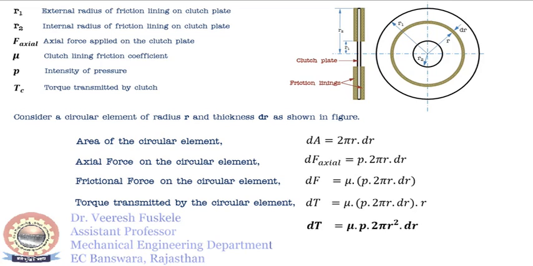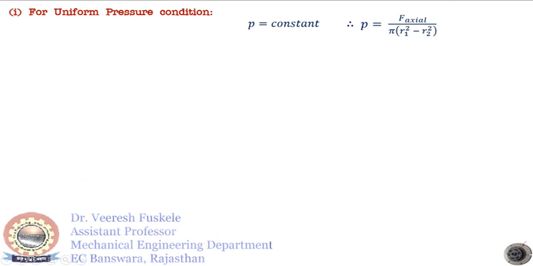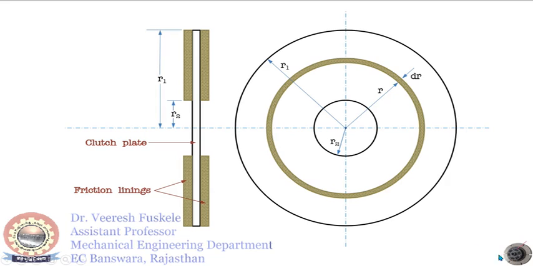Moving ahead, let us first consider the uniform pressure condition. For the uniform pressure condition, the pressure at all the points in the friction lining will be constant. So if the pressure is constant, then we can directly say that the pressure will be equal to the axial force applied divided by the area of the friction lining. This will be the area of the outer circle, pi r1 square, minus the area of the inner circle, pi r2 square. So this will give you the area of the friction lining.